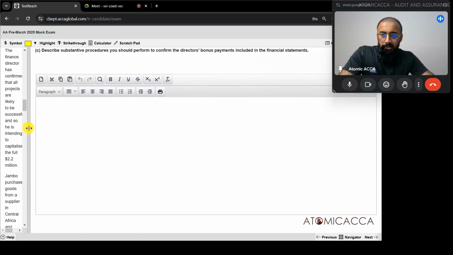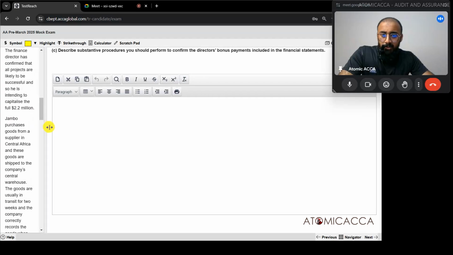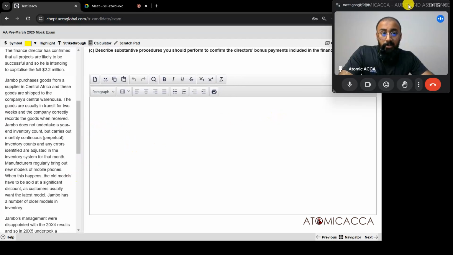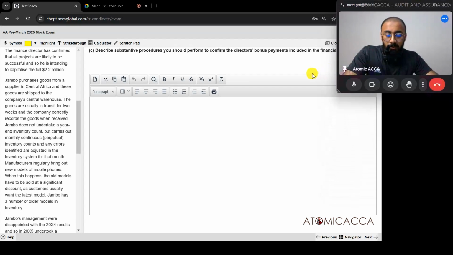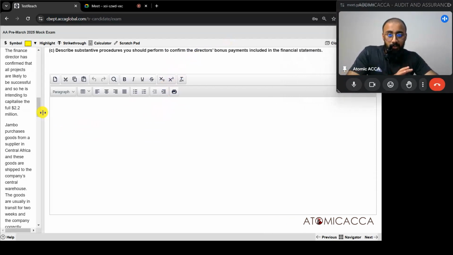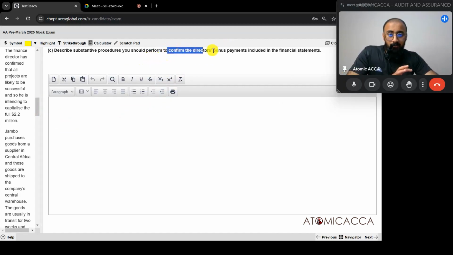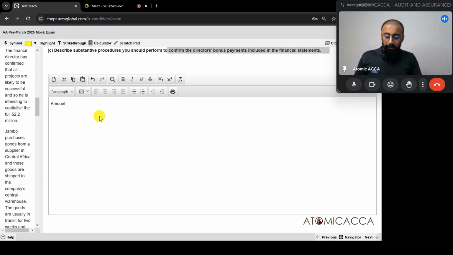What is the question again? Describe the substantive procedure you should perform, and how much should we find out? We need to find for 4 marks, so we need only 4 procedures over here. And they didn't ask anything specifically about any assertions over here. They just asked to confirm that bonus payment included in financial statement. So two things we'll need to confirm: one is about the amount, second is about the disclosure specifically. So two things are there, and 4 marks it is, so we need to find 4 points.